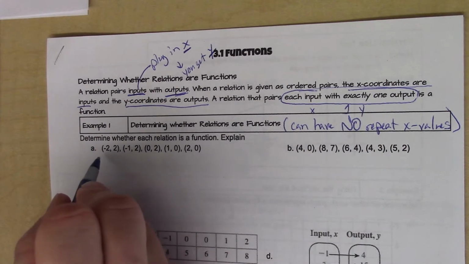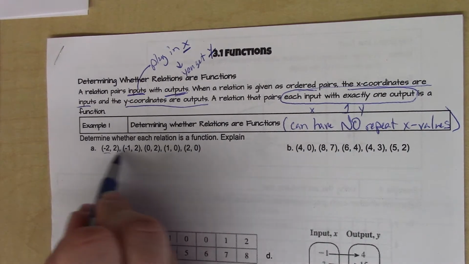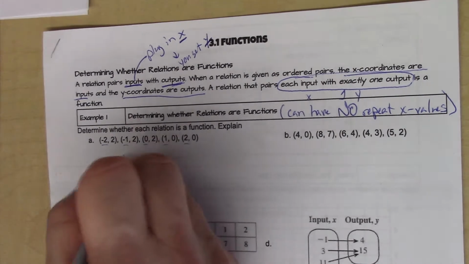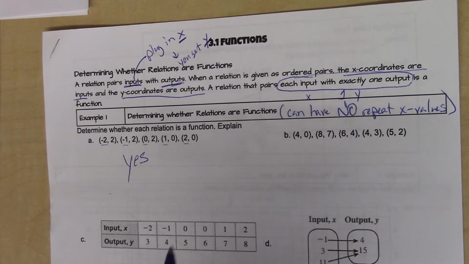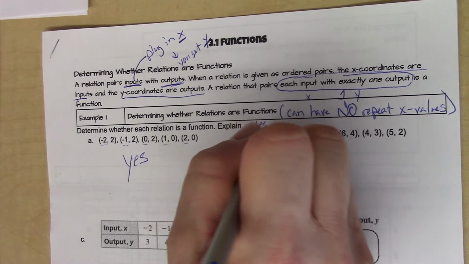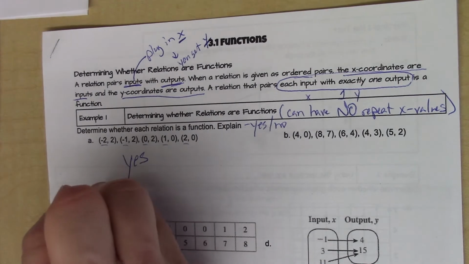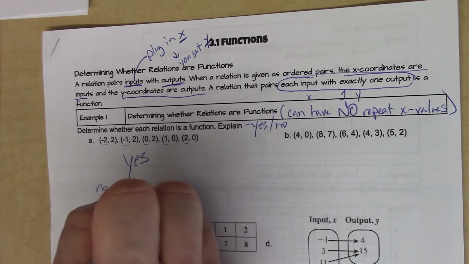So let's look here. If I just am looking for no repeat x values, and I look at negative 2, negative 1, 0, 1, and 2, they are all different, and so yes, this is a function. It's just determining yes or no, right? That's what it is here, yes, no, and then explain. Well, why is this? Well, because there are no repeating x values.